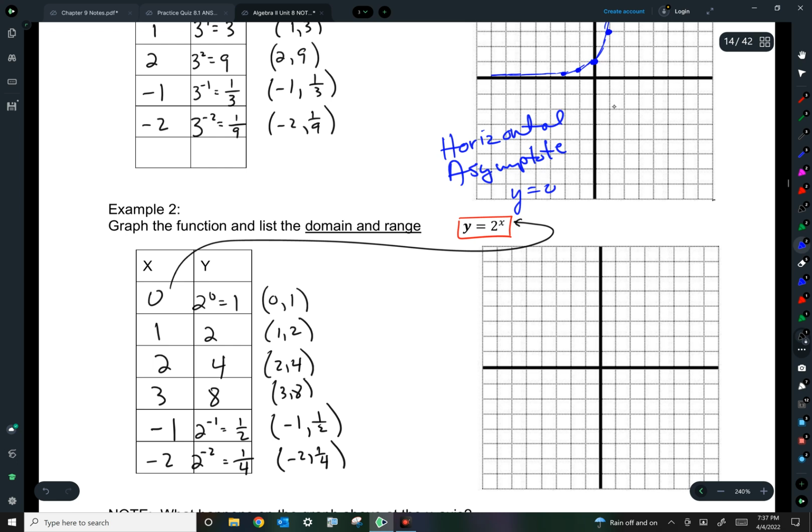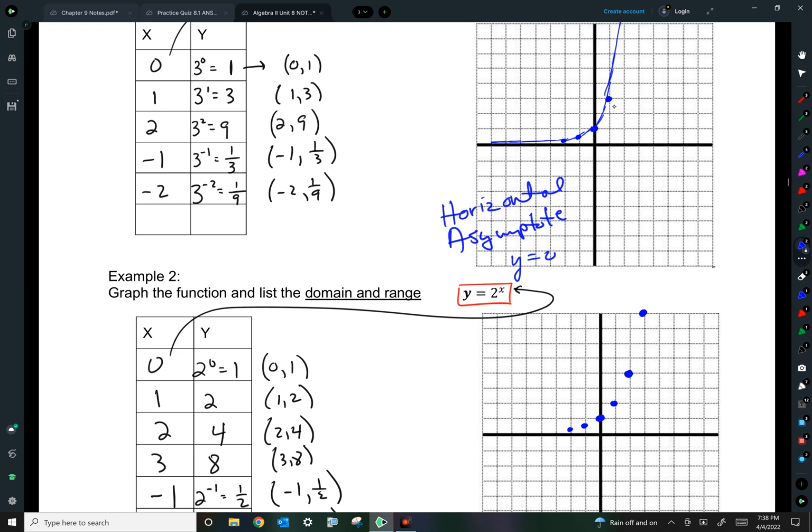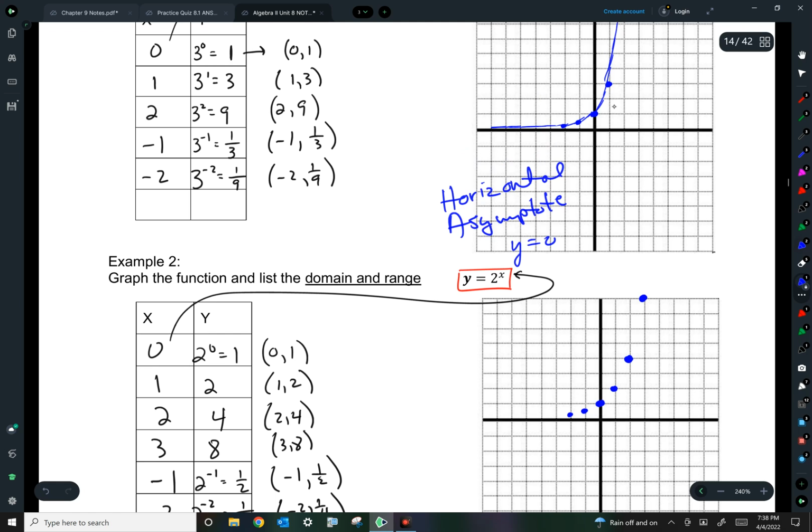All right, so let's look at this one. First I've got the point 0, 1 on the y-axis. 1, 2, 2, 4. Let's see, 3, 8. I think it's right there at the top. All right, and then -1, 1/2, so kind of right there in the middle. -2, 1/4, so that's a little less. So doesn't it look like this is going to graph out pretty much the same shape, where it's going to be just barely above the x-axis, right? And then start coming through these points.